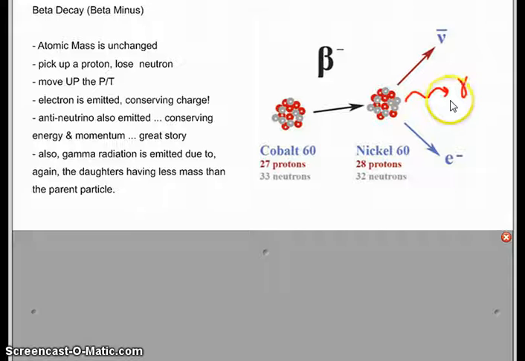Gamma ray radiation is produced again. All these particles here, the electron, the antineutrino, and the nucleus, the nickel itself, weigh less than the original cobalt-60.